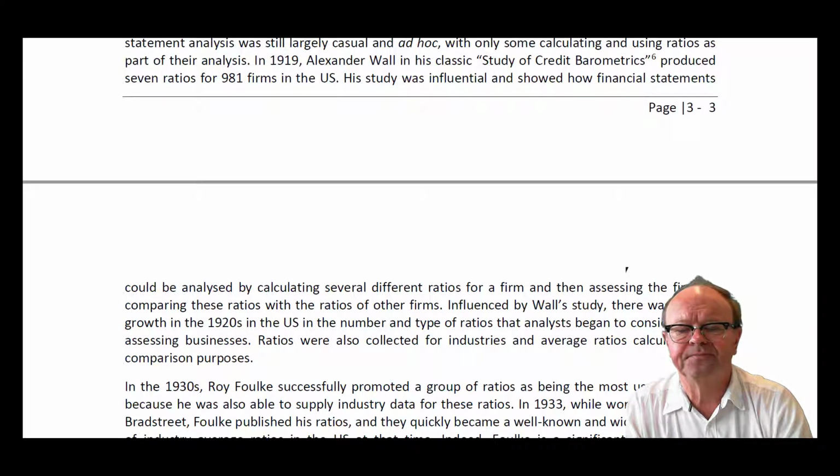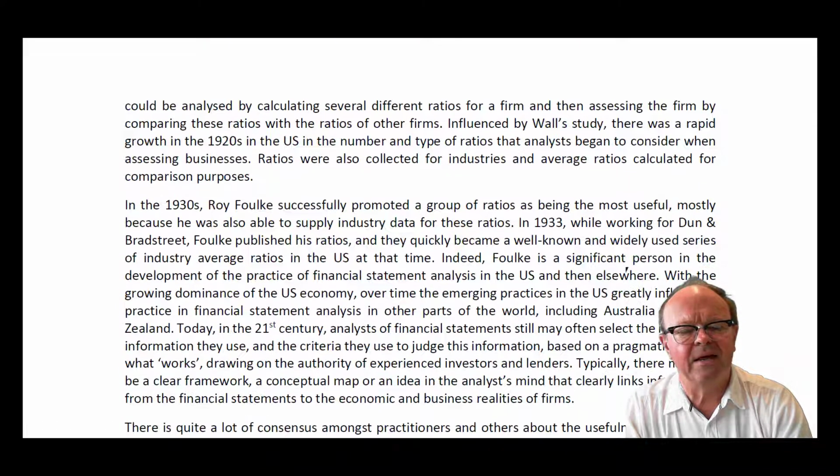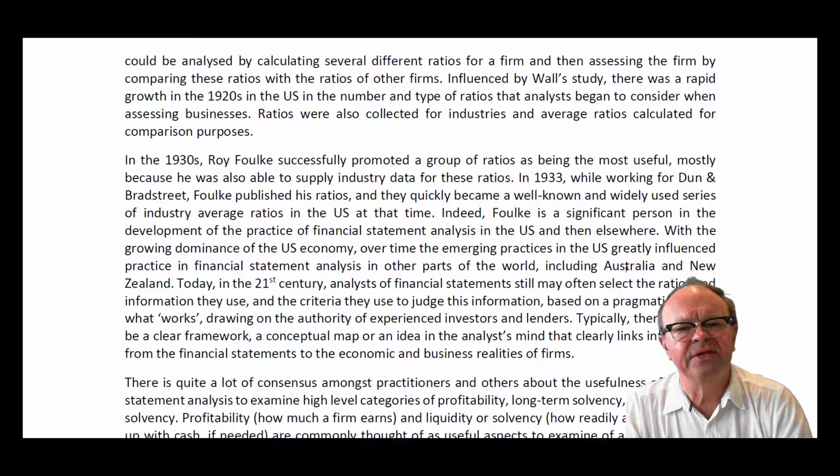However, financial statement analysis was still largely casual and ad hoc, with only some calculating and using ratios as part of their analysis. In 1919, Alexander Wall, in his classic Study of Credit Barometrics, produced 7 ratios for 981 firms in the US. His study was influential and showed how financial statements could be analysed by calculating several different ratios for a firm and then assessing the firm by comparing these ratios with the ratios of other firms.